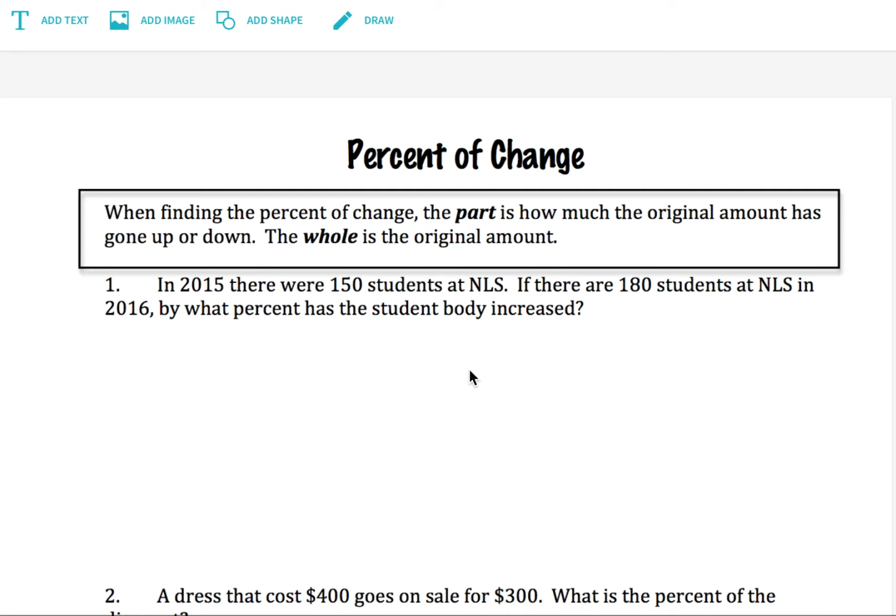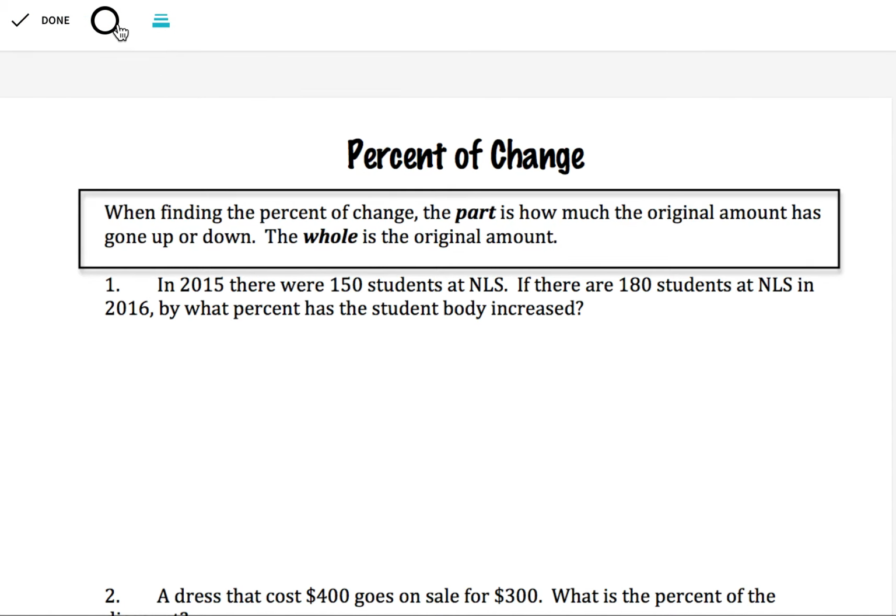When finding percent of change, you're finding by what percent has something gone up or down. So the part is how much the original amount has increased or decreased. And the whole, the denominator, is the original amount.